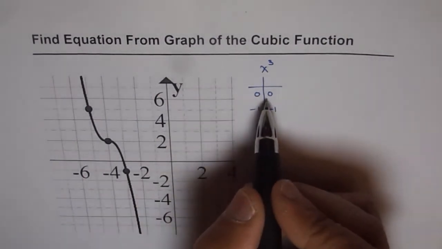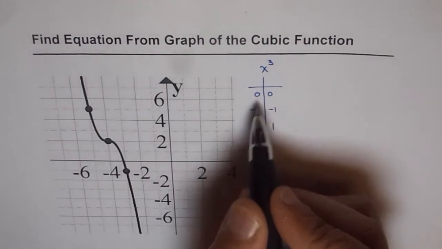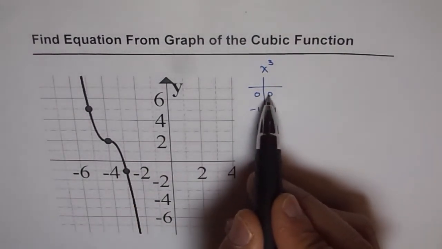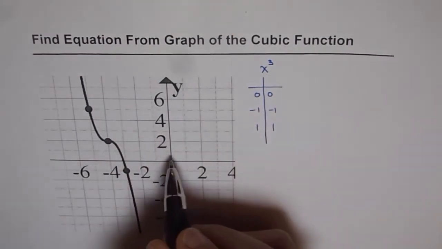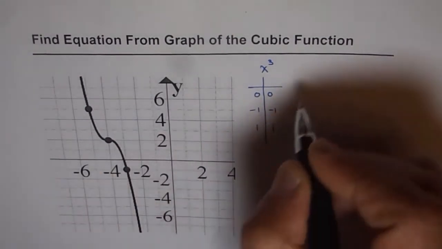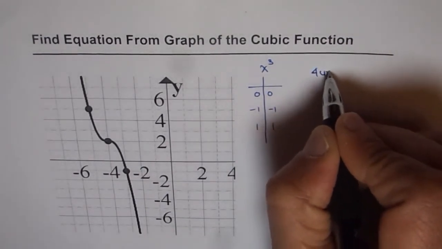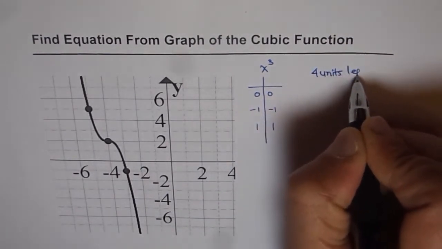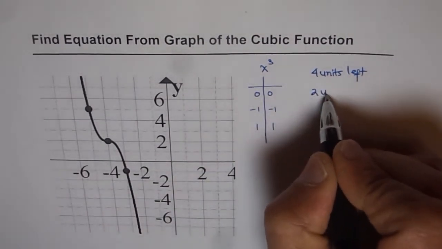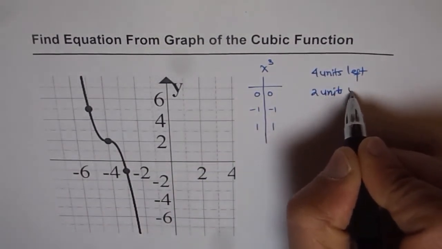So 0, 0 is a point of inflection, right? But in this particular graph, we find that our point of inflection has shifted. And it has shifted 1, 2, 3, 4 units left. So the transformation is 4 units left and 2 units up, right?